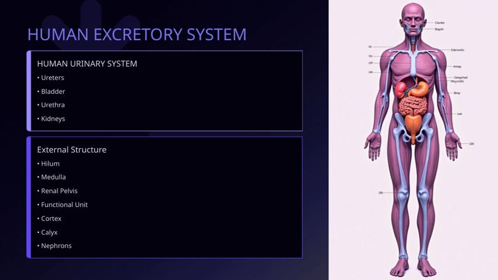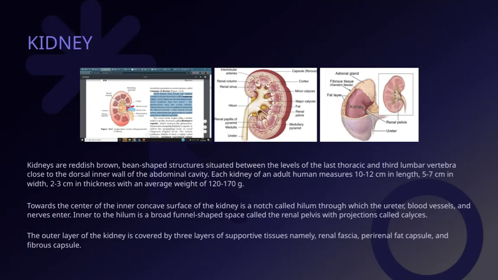Moving to the external structure, the kidneys are the main organs of the urinary system. The ureters are tubes that carry urine from the kidneys down to the bladder, which stores urine until it's ready to be expelled. The urethra then provides the passage for urine to leave the body. Understanding these structures helps us appreciate how the human urinary system functions as a whole, filtering blood, regulating fluids, and maintaining overall homeostasis. Let's take a closer look at the structure of the kidney.